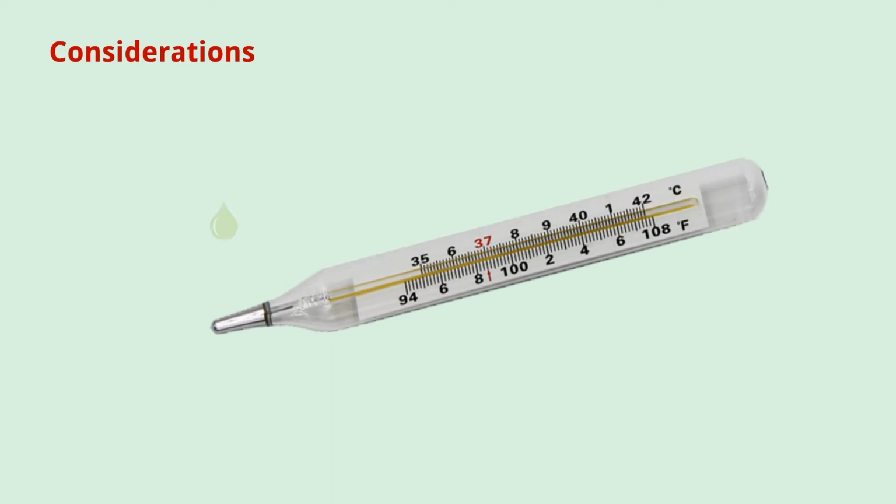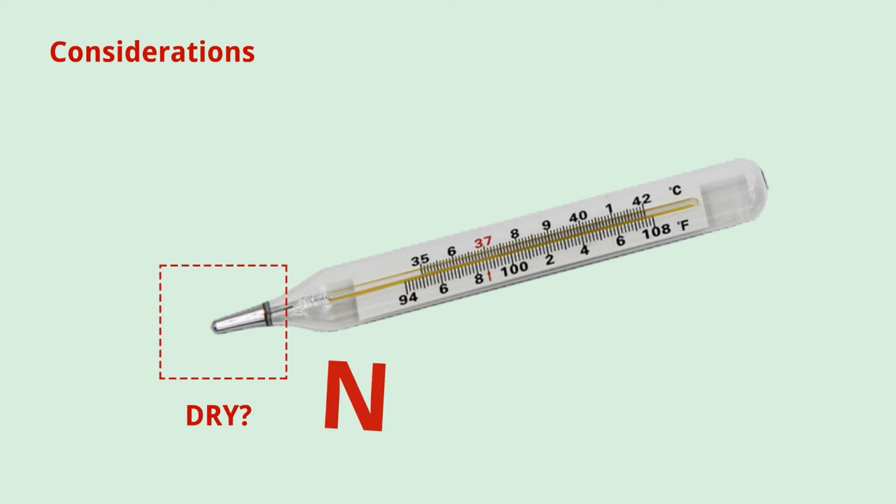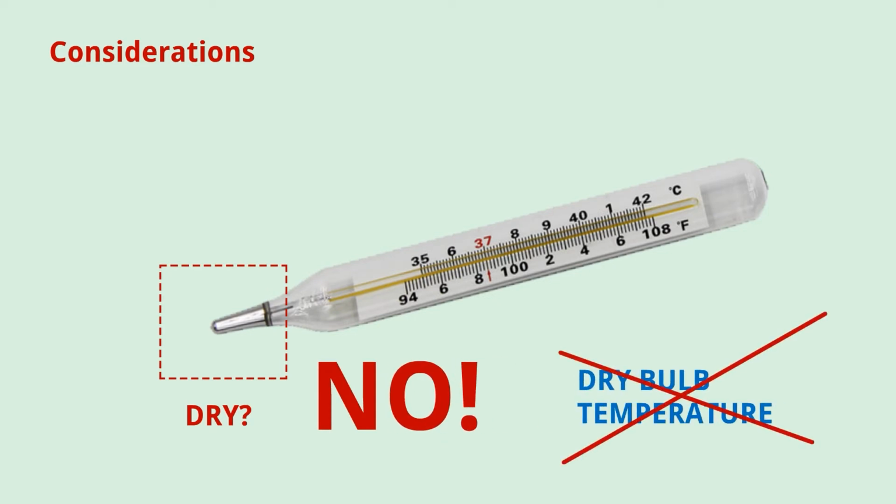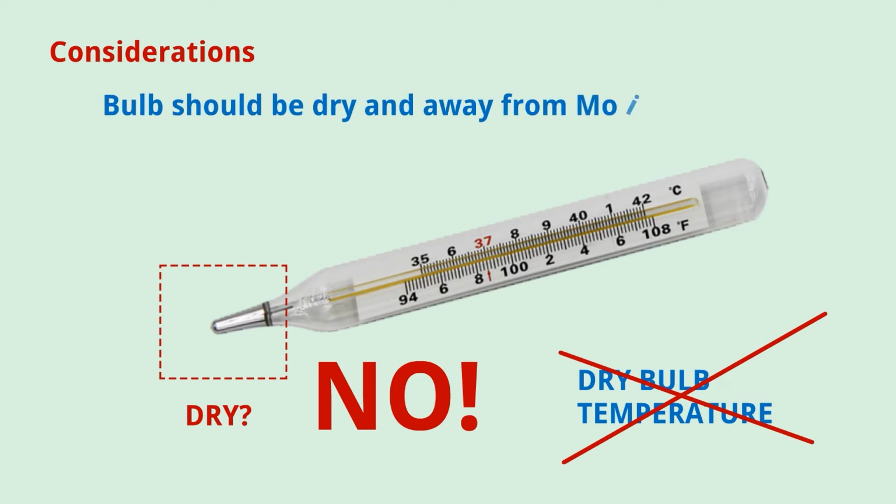Now it has a few conditions. Let's see the thermometer, and we are putting some moisture on the bulb. What do you think? Is this bulb dry? No. So the temperature will not be dry bulb temperature. So the first consideration is, the bulb should be dry and away from moisture.